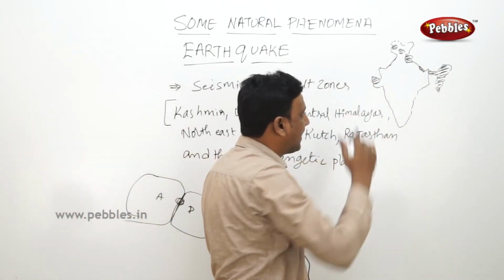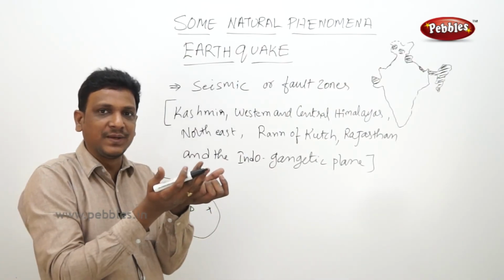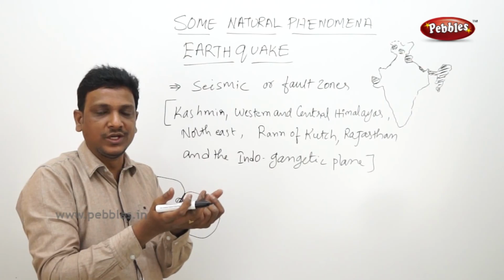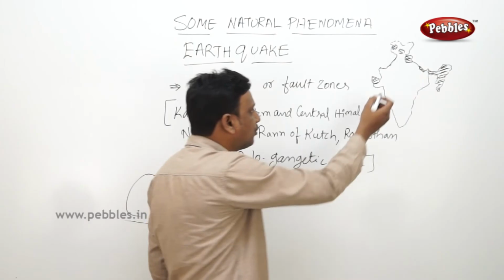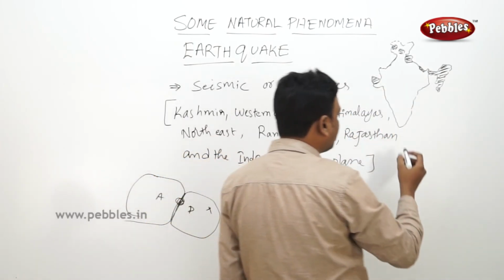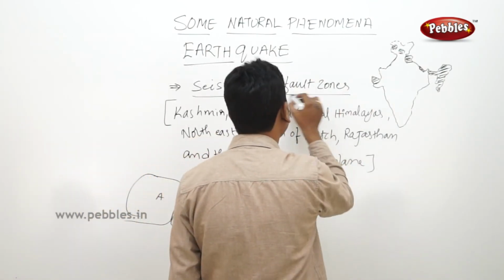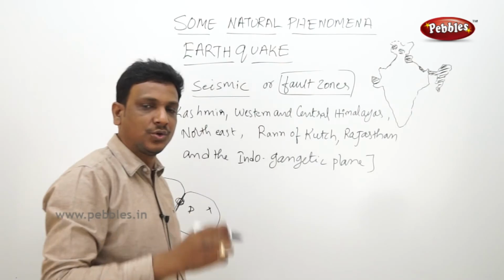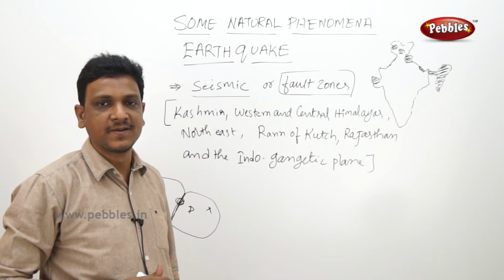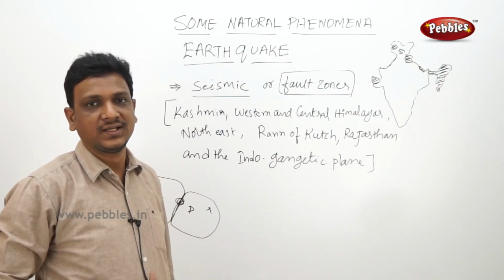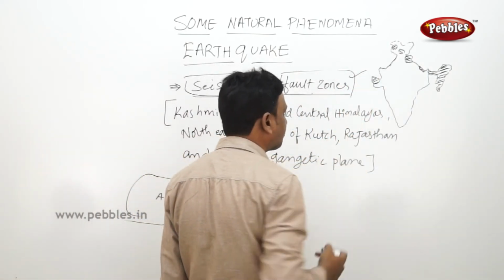Even if you look at the India map, we have certain zones where the boundaries of these plates meet. When there is a collision or brushing, there will be a huge earthquake. The impact is more in those places. So these particular zones are called seismic zones or fault zones. What are these zones? The zones which have the boundaries of the tectonic plates and are very prone to earthquakes are called seismic zones or fault zones.